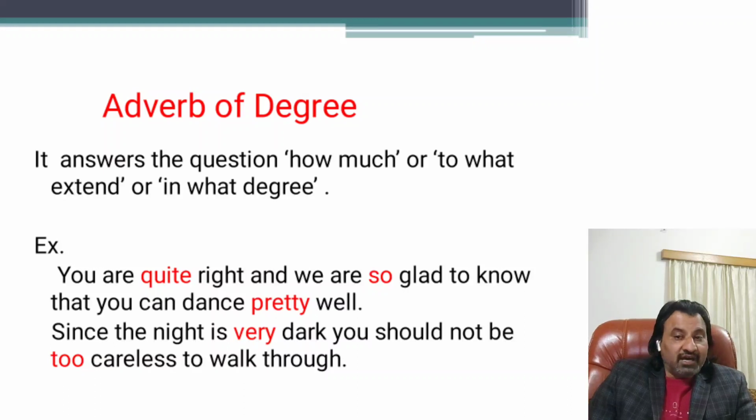Since the night is very dark, you should not be too careless to walk through. So here the use of the word very tells us about the degree. How dark is the night? It tells us the degree of the darkness. You should not be too careless. The word too again tells us we should not be careless, means you should not be careless to that extent.